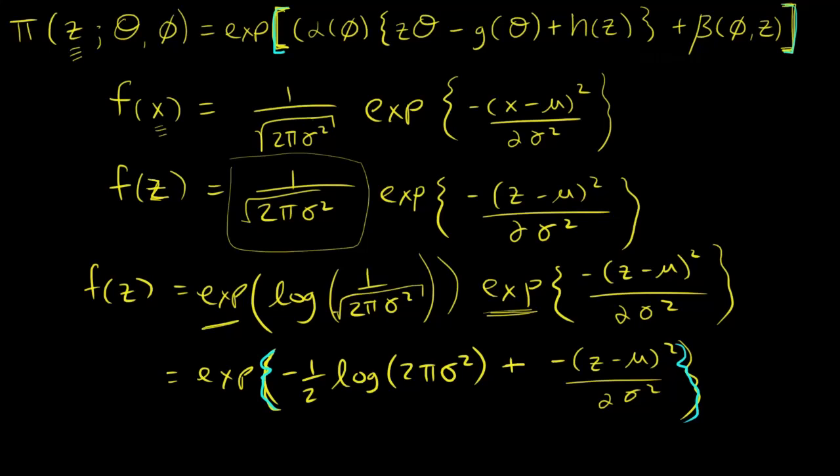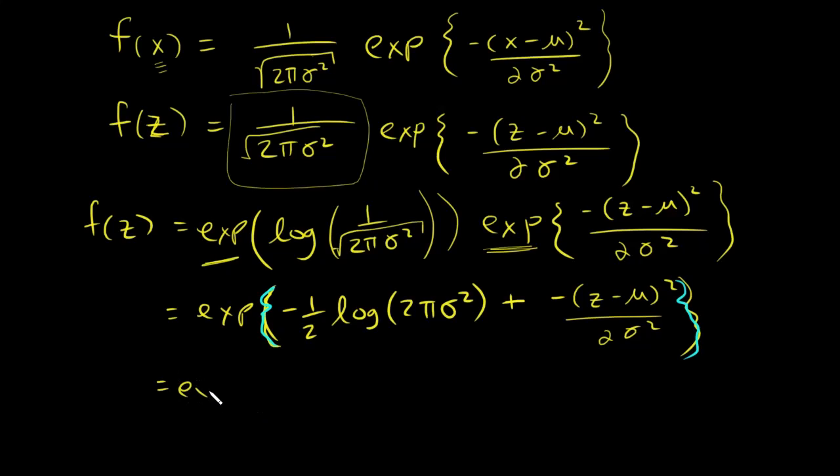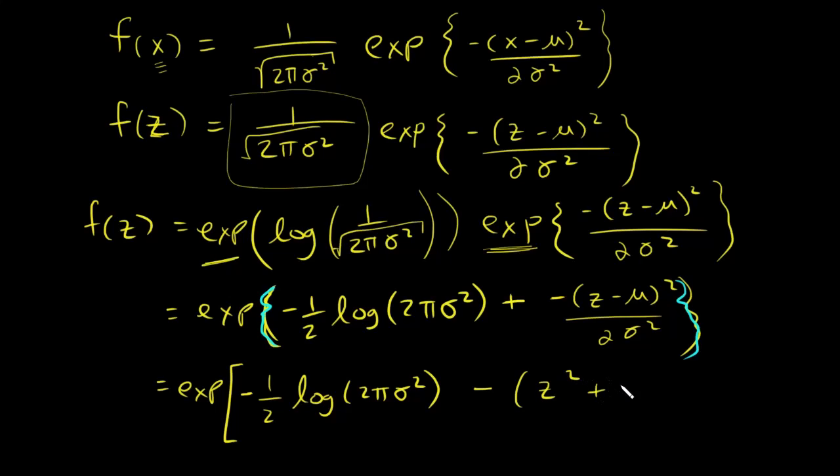Okay, so let's keep moving. I want to go ahead and expand this term here. Let me scroll down. So I have the exponential of, I'll leave this log alone for right now. And I'm going to expand this, so I'll end up having z squared plus 2 mu z, or actually let me write that z mu.